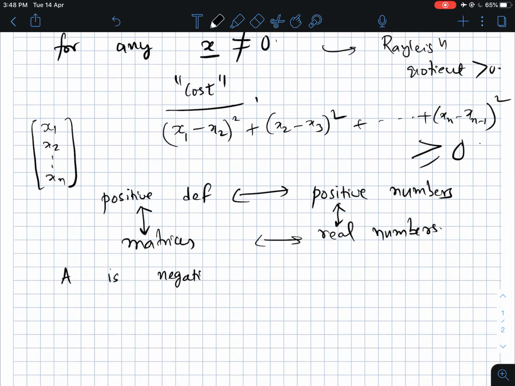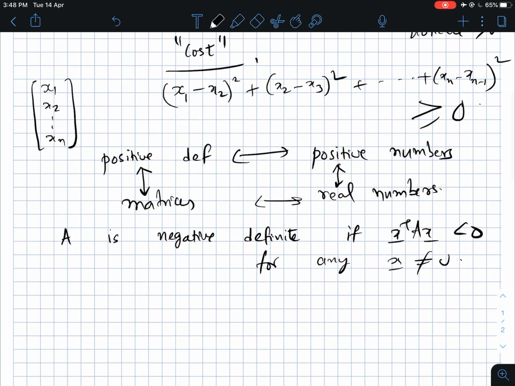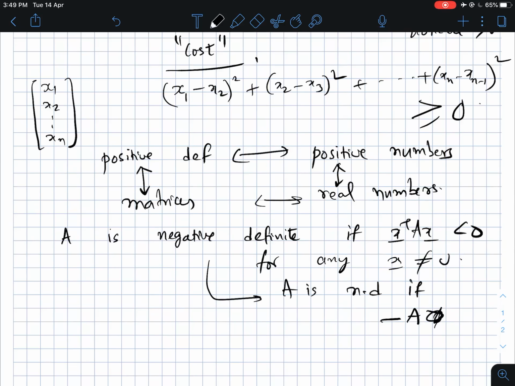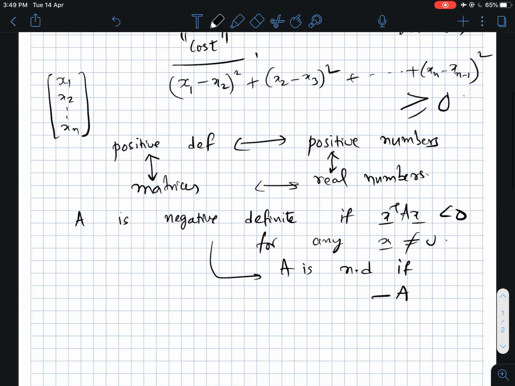We don't actually use it. A is negative definite if x transpose Ax is less than 0, no matter what x is, for any x other than 0. The other way to say this is A is negative definite if minus A is positive definite.